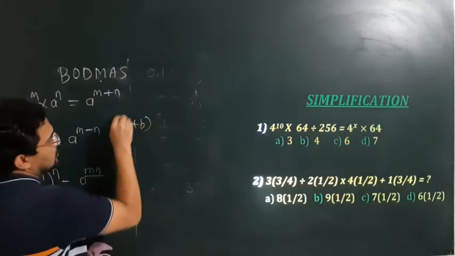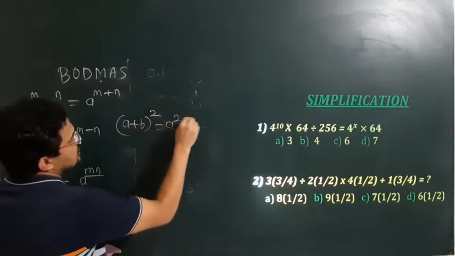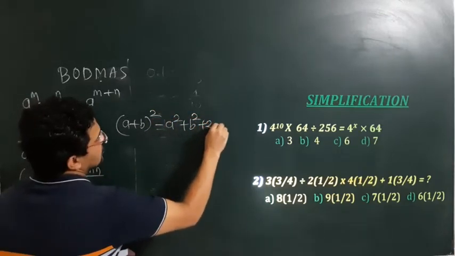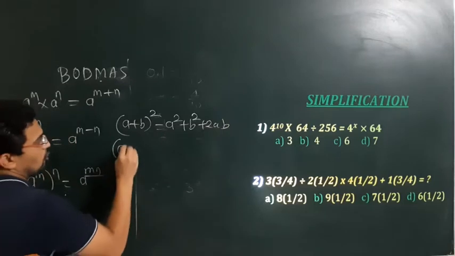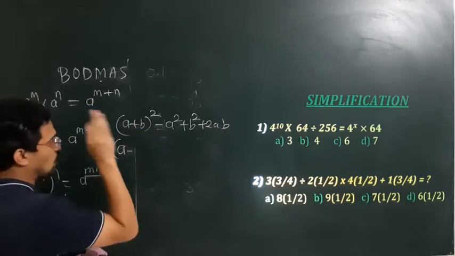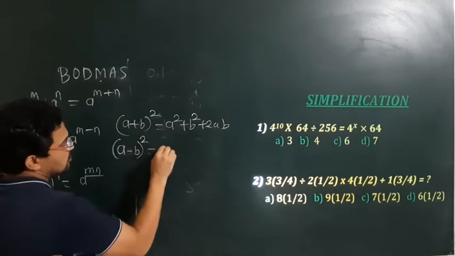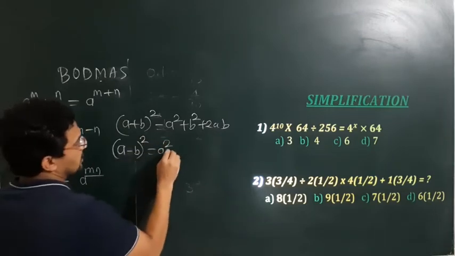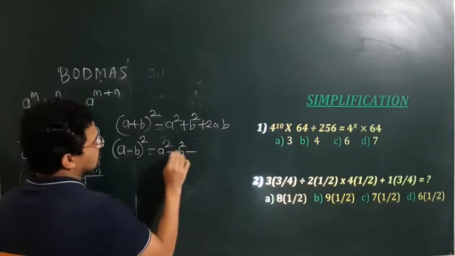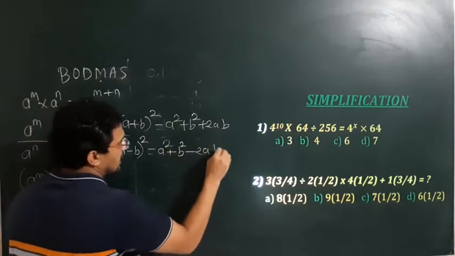(a plus b) the whole square is equal to what? a square plus b square plus 2ab. Okay, so I am not going to go into detail, because you already know this. So simplification is not a big topic. a square minus b square is written as what? a square plus b square minus 2ab, correct?